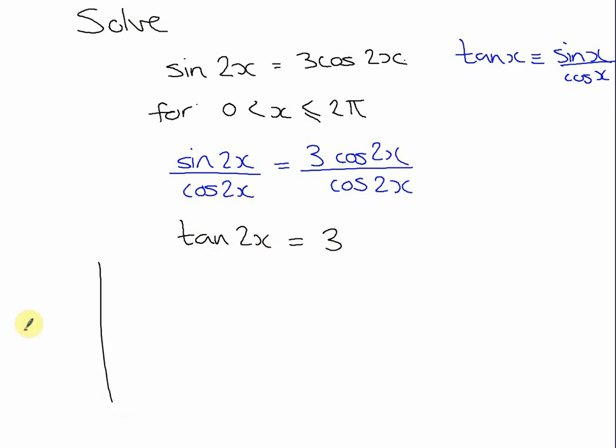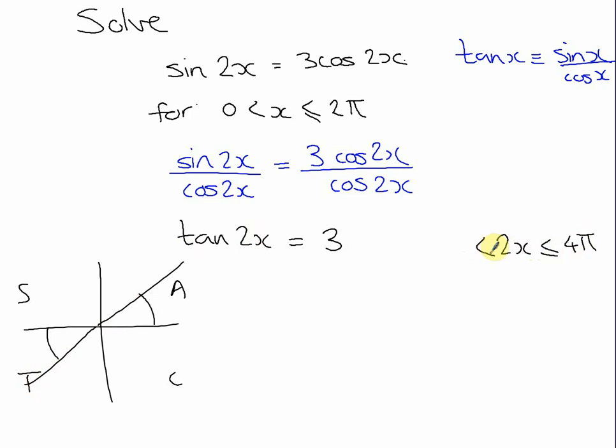So, CAST diagram. The tan ratio is positive, so it's positive here and here. We've got to find and specify this new range, so we're going to be looking up to 4 pi, greater than 0 but inclusive of 4 pi. So we're going to have to go around twice, so it's always good to write these on, especially when you're new. So this is going to be pi, and this is going to be 3 pi.